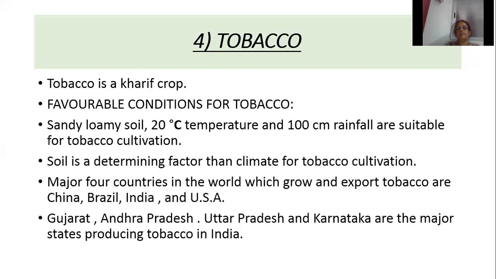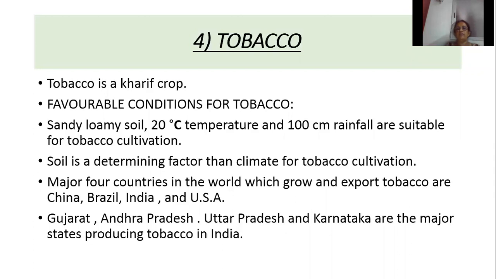So to cultivate tobacco, soil is a more important factor than climate. So what is a determining factor for the cultivation of tobacco? Soil than climate. The four major countries in the world which grow and export tobacco are China, Brazil, India and USA.